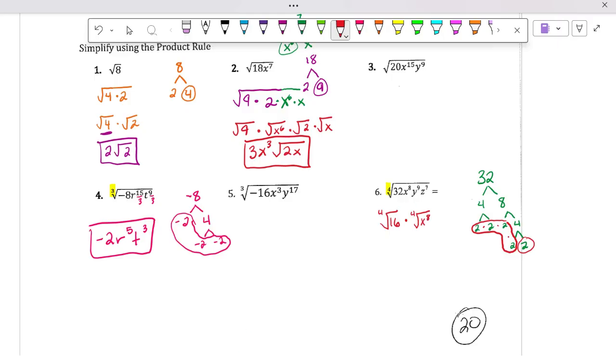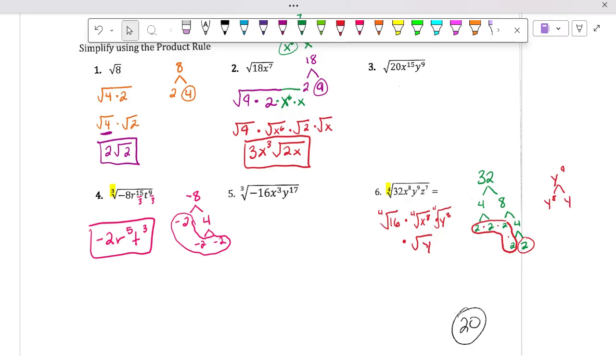Y to the 9th. Again, you want to find the nearest multiple of 4 that's lower than 9. So with y to the 9th, the nearest multiple of 4 is 8. This would be y to the 8th with a singular y left over. So then we will multiply it times the 4th root of y to the 8th, times, sorry, I ran out of room, guys, times y.